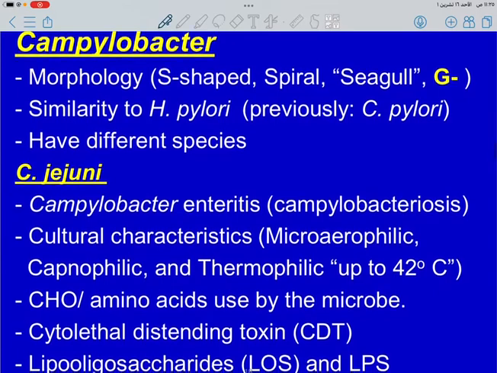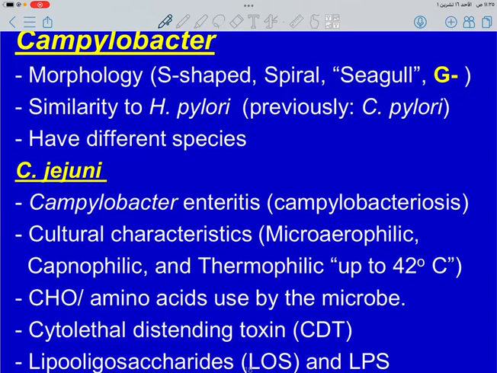هسه الكامبايلوباكتر second microorganism. Now Campylobacter morphology: S-shape spiral, seagull like. Seagull شو معنى seagull؟ طائر النورس، مثل جناح طائر النورس. هسه نشوف. Okay, seagull نورس. Similarity to H. pylori, previously called Campylobacter pylori. Right? And now separated because of the difference.